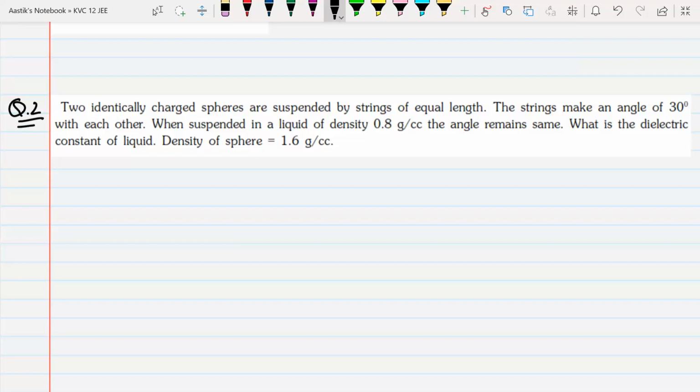K dash equals rho by rho minus D. Sorry, beta, I was not able to understand what you said. Can you repeat it, please? K dash equals rho by rho minus D, density of the sphere. Okay, I'm trying to understand what you're saying. How did you get that? You remember the formula, right? tan theta equals F by mg minus rho V into g, sir. From that we can divide both equations. We will get K dash equals rho by rho minus D.